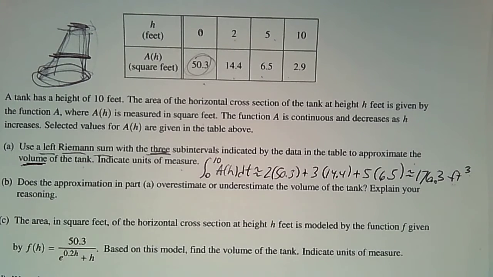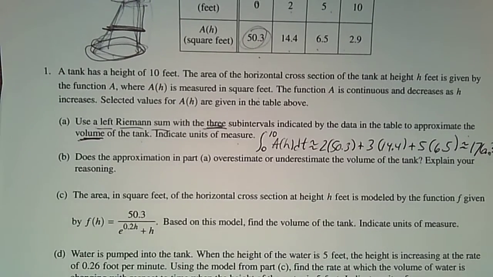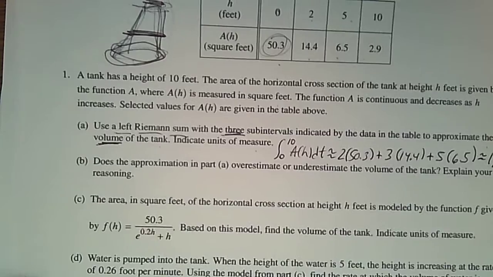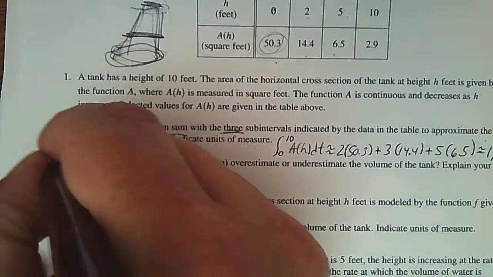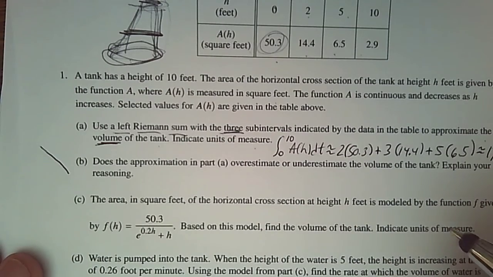And we're done. Part B, is the approximation an overestimate or an underestimate? And explain your reason. When we do a Riemann sum, it's either going to be an over or underestimate. How would we know? The first thing we'd look at is, is it increasing or decreasing? And I like to draw a picture of it. So it's decreasing.